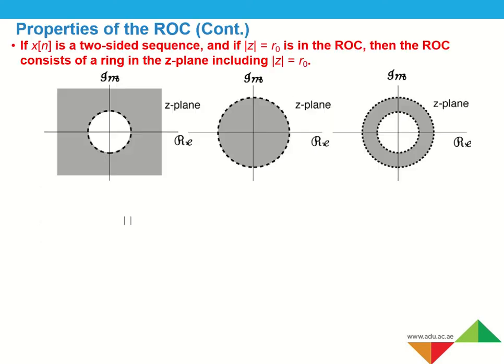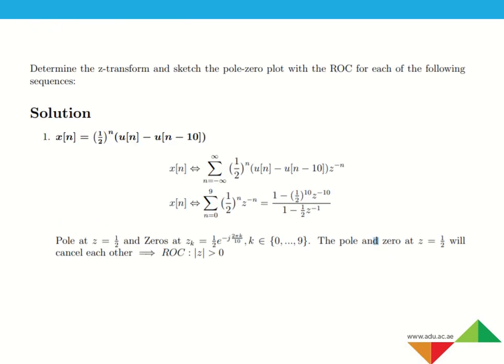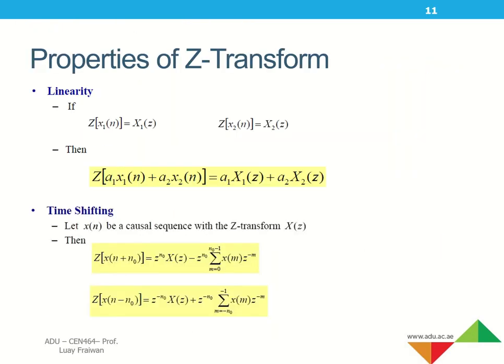So we have seen the different cases. Now we are going to learn about the properties of the Z transform. Like the properties of the Fourier transform, the discrete-time Fourier transform, which we learned in the last chapter, and the Laplace transform, similarly we have the properties of the Z transform. The first property is linearity.